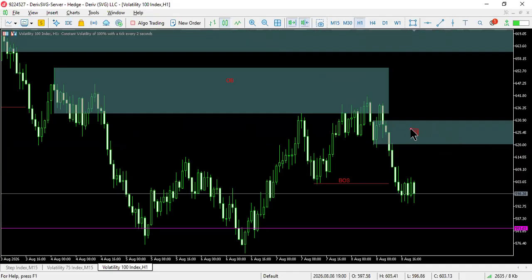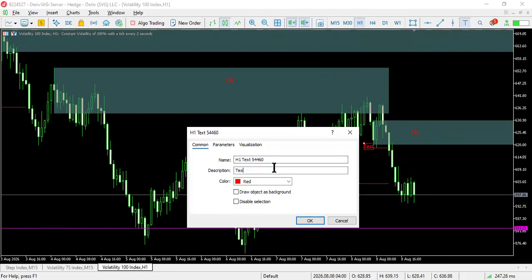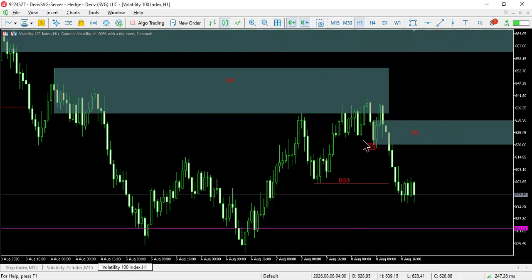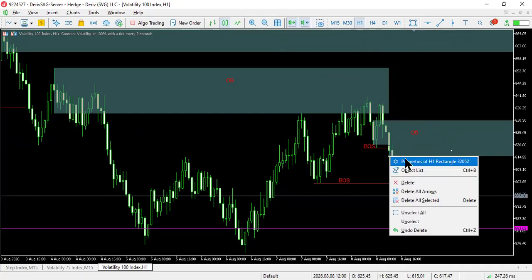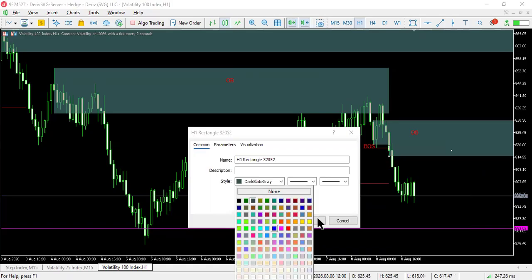From the 1 hour, we have the order block. And we have that internal break of structure. And for volatility 100s, we always place our entries at the FVG of the internal break of structure, which is that fair value gap there.